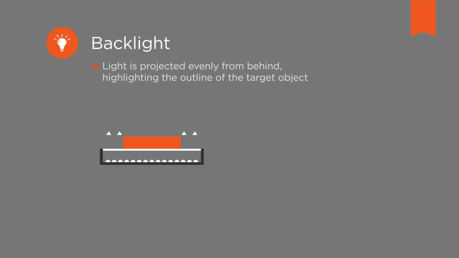Backlighting projects the light evenly from behind, highlighting the outline of the target object. This type of lighting is used to detect the presence or absence of holes or gaps, to measure or check the outline of the target, and to improve the visibility of cracks or bubbles on bright or transparent target parts. With these types of lighting, different lighting techniques can now be realized.